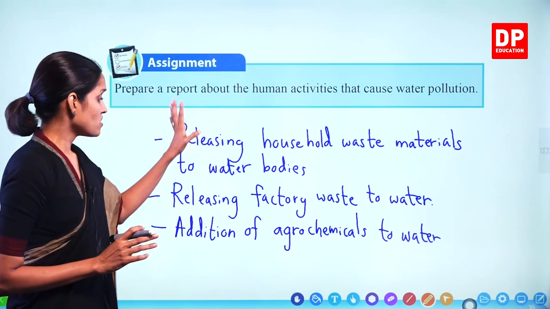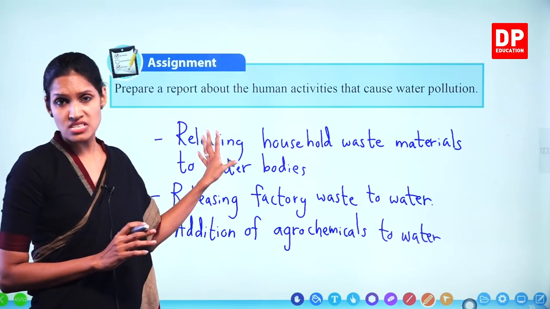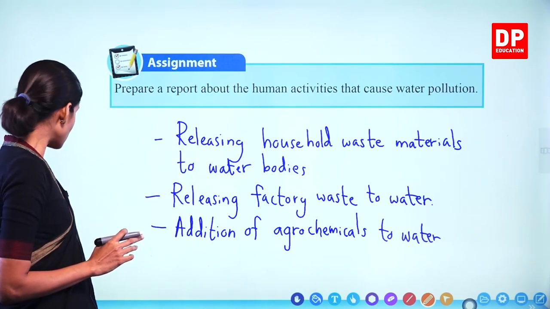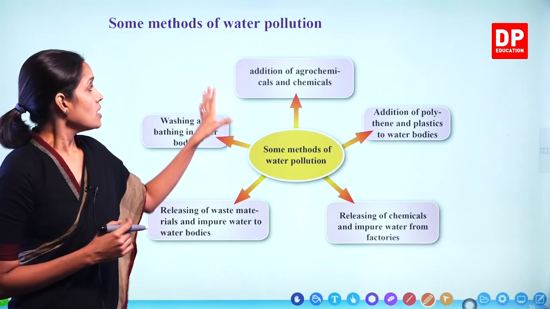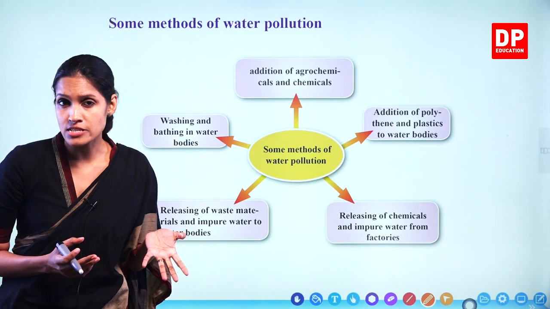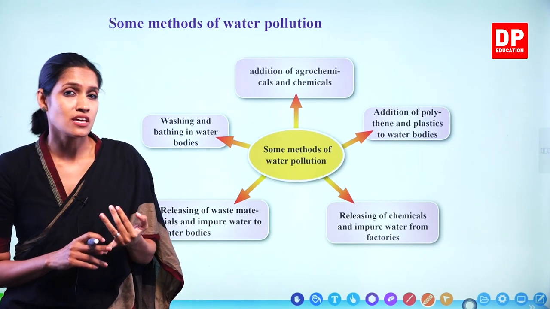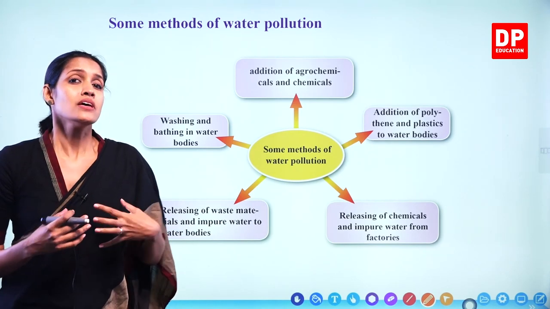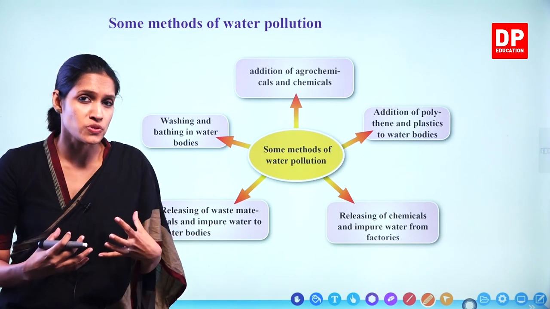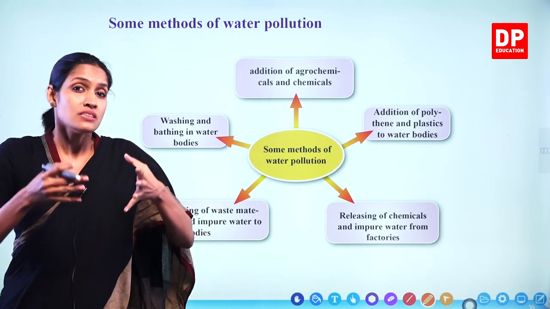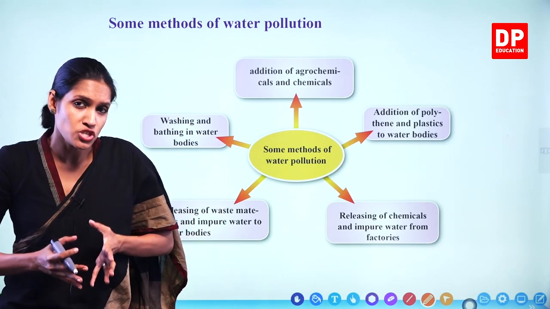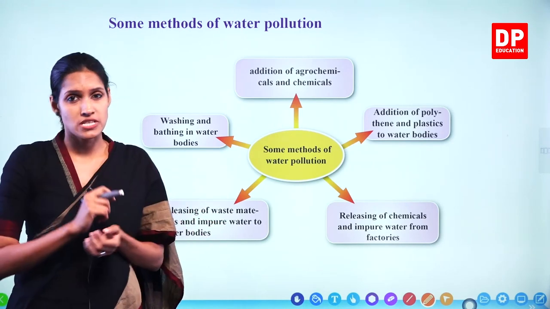Okay, so you can write many more examples under this assignment. So we will go see some other examples, children. Some methods of water pollution. We have 5 methods here. Addition of agrochemicals and chemicals. I already explained to you that during agriculture, pesticides and herbicides like chemicals are used. And some farmers use more than the recommended dose. So then what happens after rains, with rain water, these excess agrochemicals wash away to the water bodies.